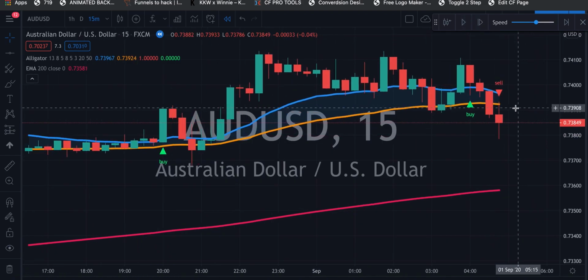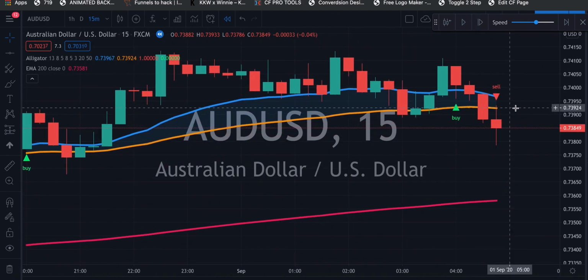Now we'd have taken the sell. This looks like a pretty good sell. So let's talk about this setup. The reason I like this setup is because it's a sell. It's below the orange and the blue. And remember, this is our trend.